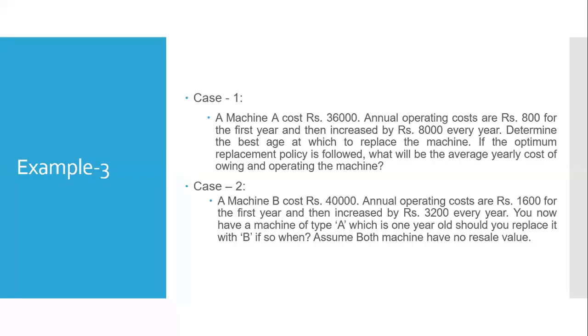Okay, so its running cost is kept on increasing. So let us say, if we talk about the first year it is 800, and for the next year, as it says in the data, 8,000 every year, that maintenance or running cost is kept on increasing. So for the second year, the cost would be 8,800. Okay, now can anybody tell me what would be the value at the third year? Running or maintenance cost for the third year, what would that be?